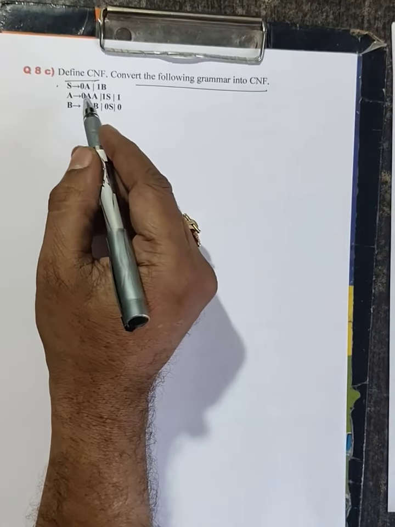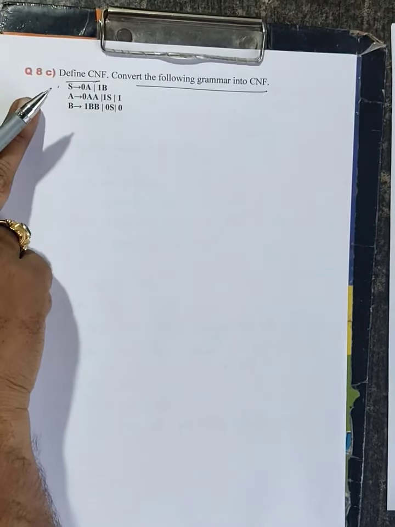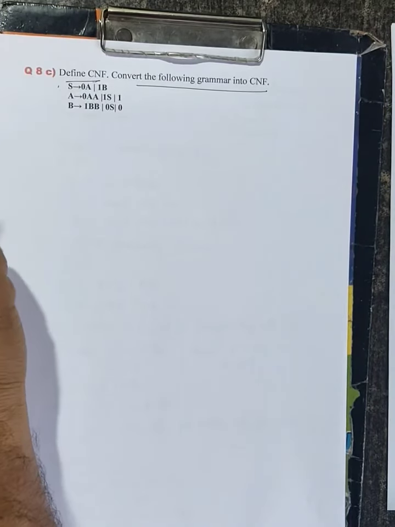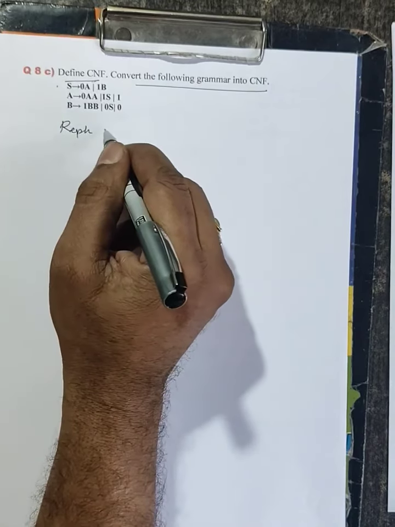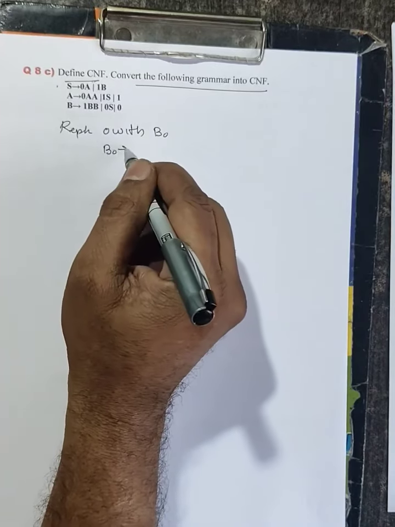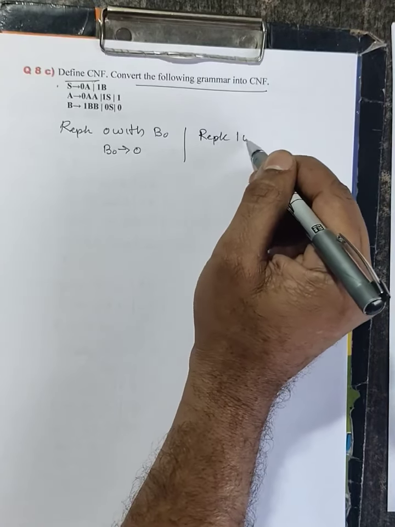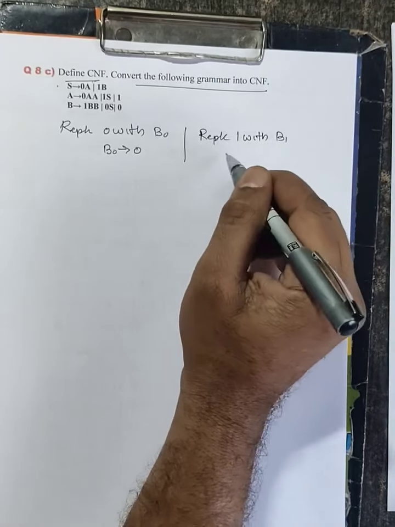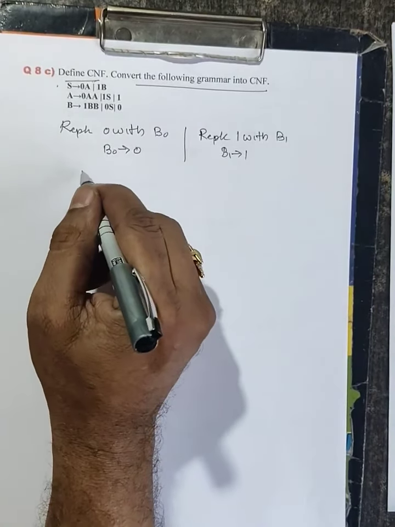Convert this grammar into CNF. Again, replace these variables. There is no useless production. There is no unit production. There is no left recursion. Nothing is there, means directly we can convert this grammar into CNF. Replace 0 with B0, and replace 1 with B1, B1 produce 1. We can directly replace, there is no problem in this.